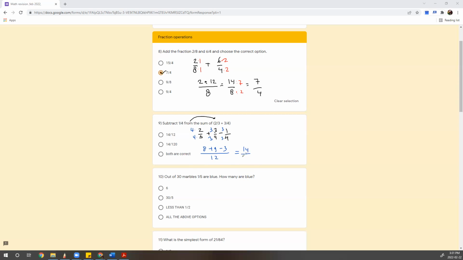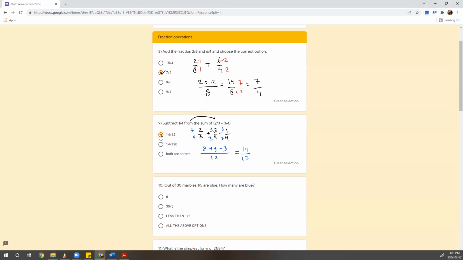Over 12. So it cannot be both correct. That's wrong. It has to be 140 over 120. It's the same. So this is the answer.